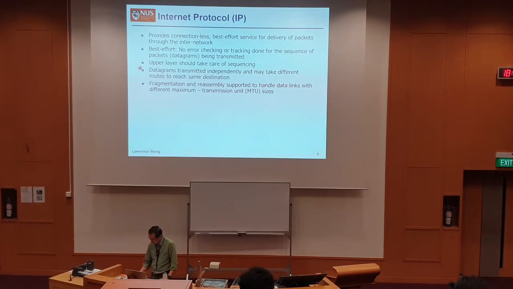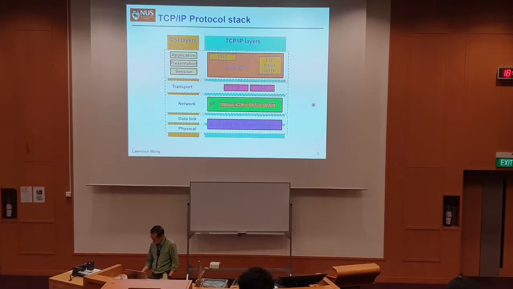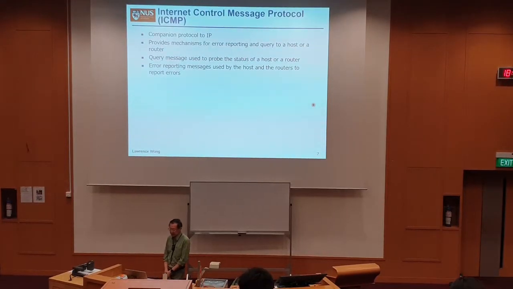So those four protocols that you saw earlier here, we'll quickly describe them. The first one is ICMP, Internet Control Message Protocol. It's a companion protocol to IP. So it provides mechanisms for error reporting and query to a host or router. You have query messages used to probe the status of your host or the router, and error reporting messages used by the host and the routers to report errors. So ICMP is mainly for checking on errors.